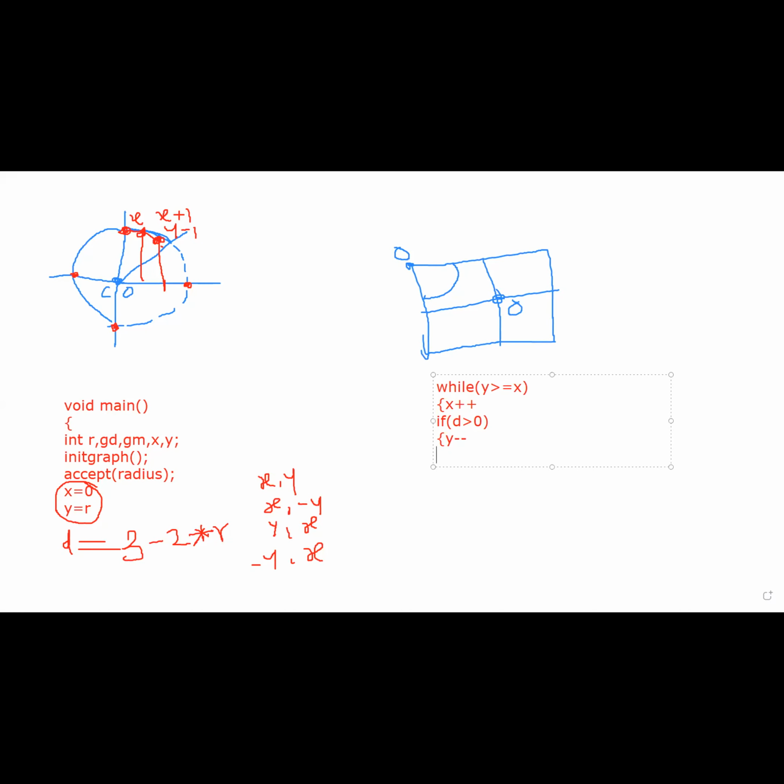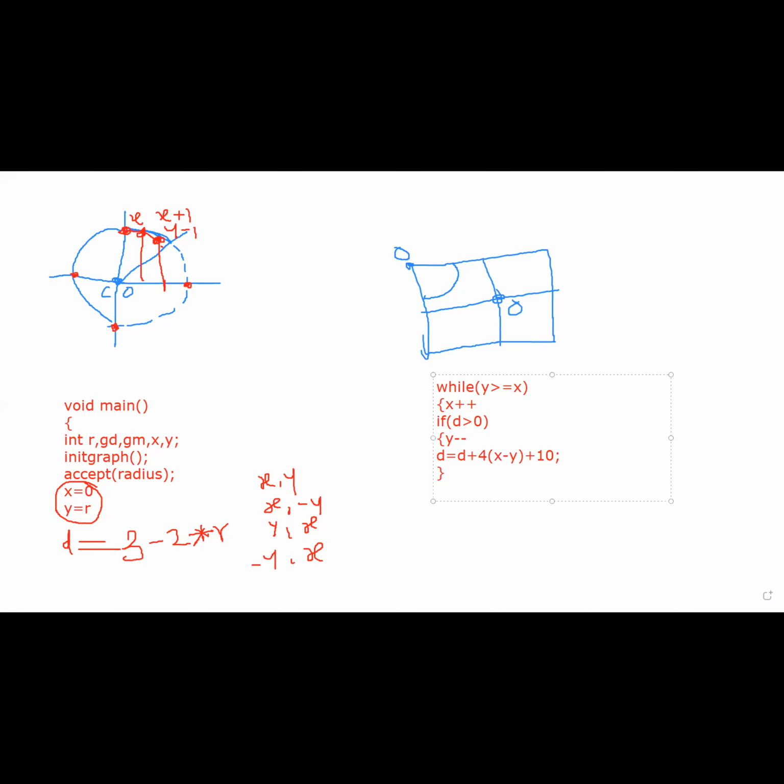And d also will change its value. As y is changing, d also will change. And what is that new value of d? D plus 4 into bracket x minus y, plus 10. So we have seen how this expression has evolved.